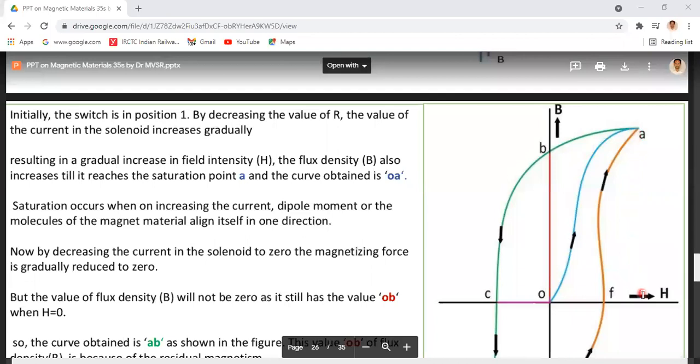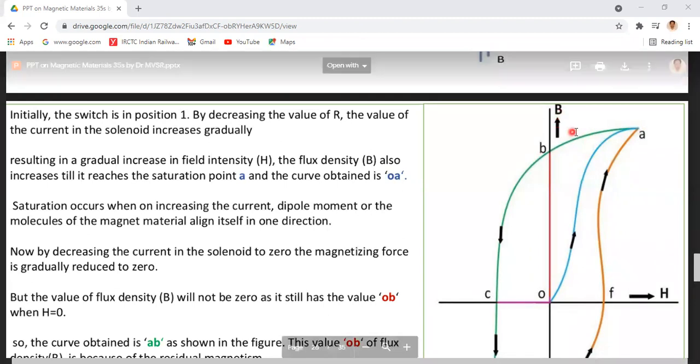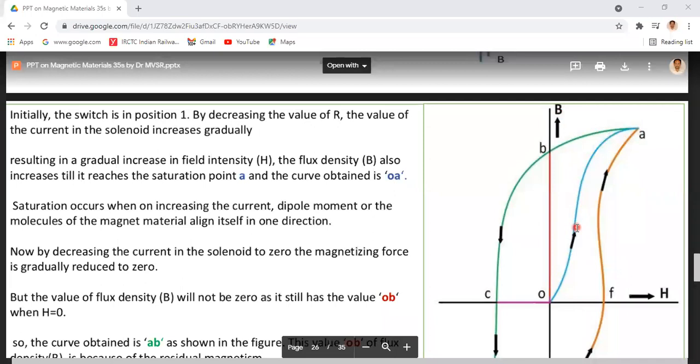Suppose here we have to reduce the magnetizing force H from the maximum value to zero. Again, the magnetic induction within the ferromagnetic material does not follow the same path. While increasing the magnetic field, it follows the path OA. While decreasing the magnetic field H, it does not follow the same path AO, but takes another path AB.